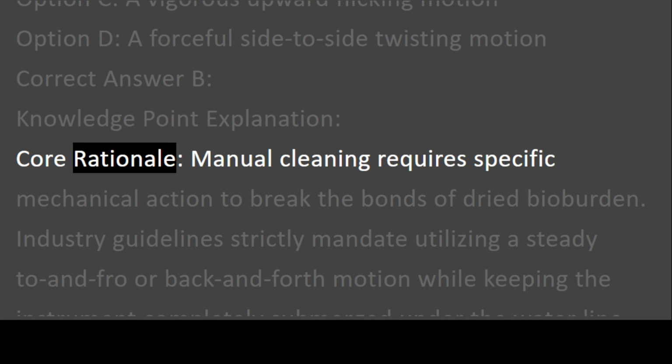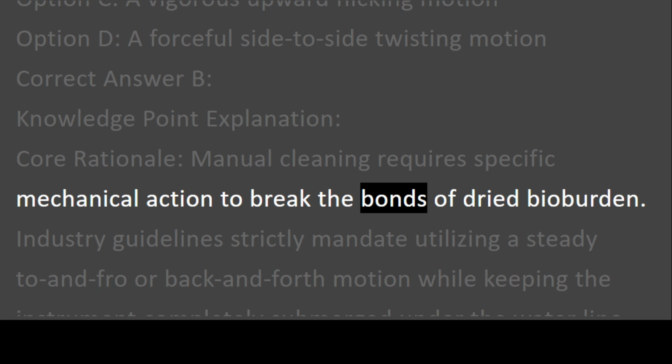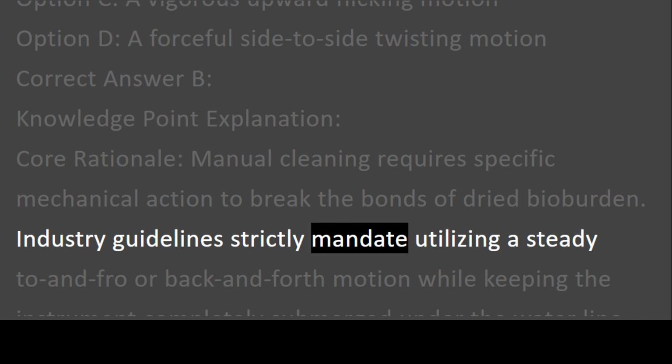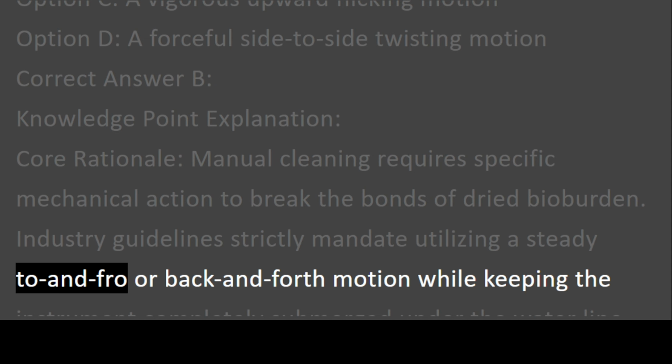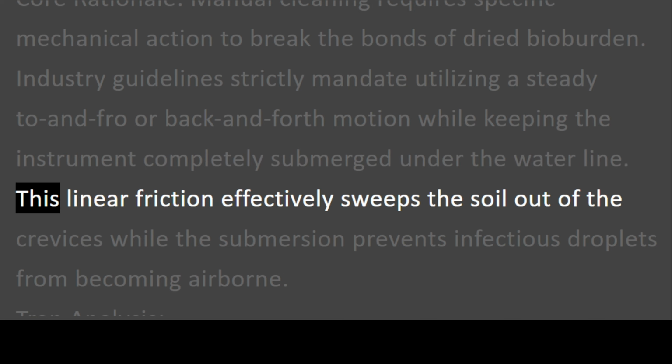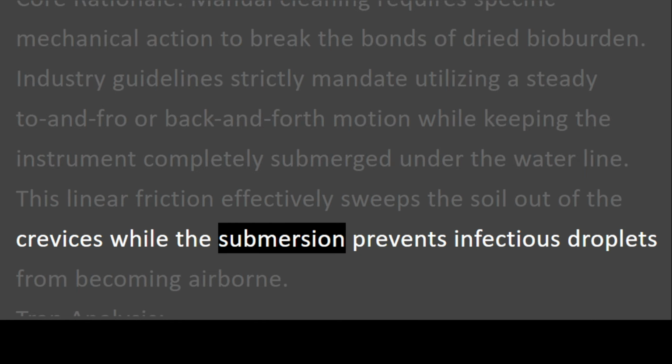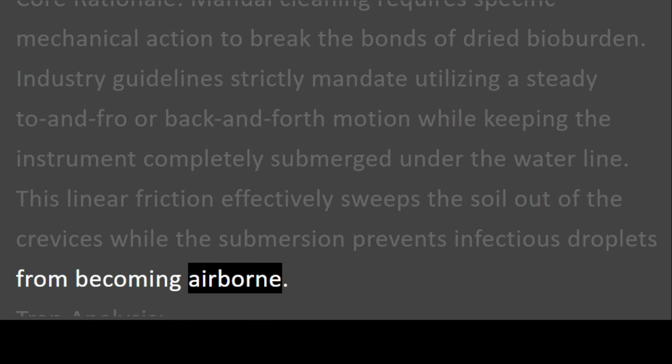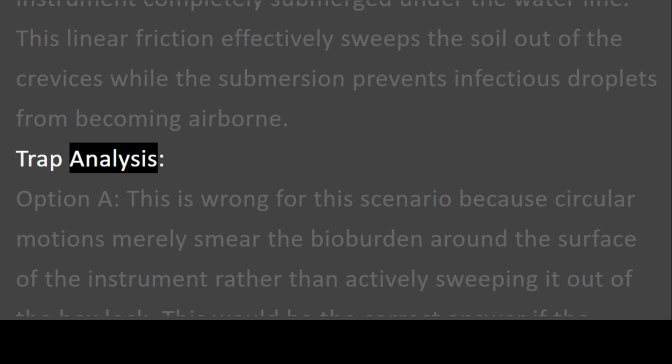Core rationale. Manual cleaning requires specific mechanical action to break the bonds of dried bioburden. Industry guidelines strictly mandate utilizing a steady to and fro or back and forth motion while keeping the instrument completely submerged under the waterline. This linear friction effectively sweeps the soil out of the crevices while the submersion prevents infectious droplets from becoming airborne. Trap analysis.